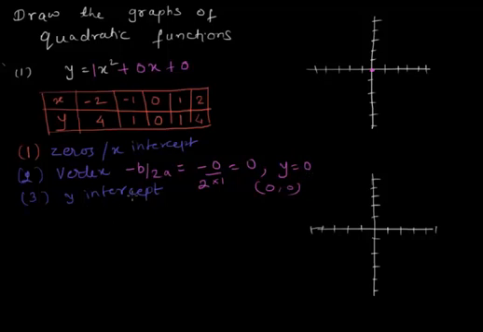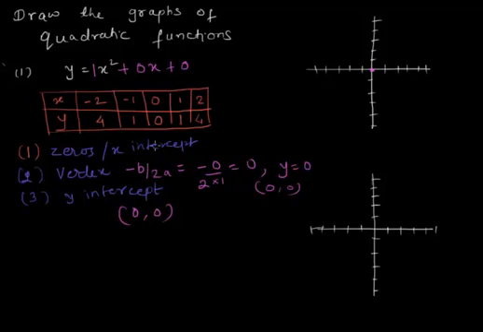Then the y-intercept. Y-intercept is the constant given in the standard form. So the y-intercept is 0. The value of y is also 0. So 0, 0 is the y-intercept. So this is the y-intercept also.